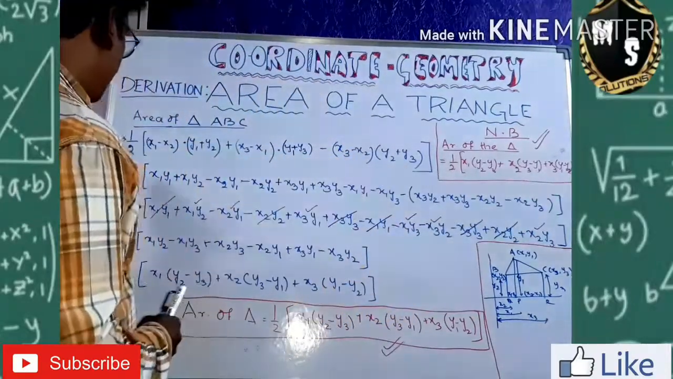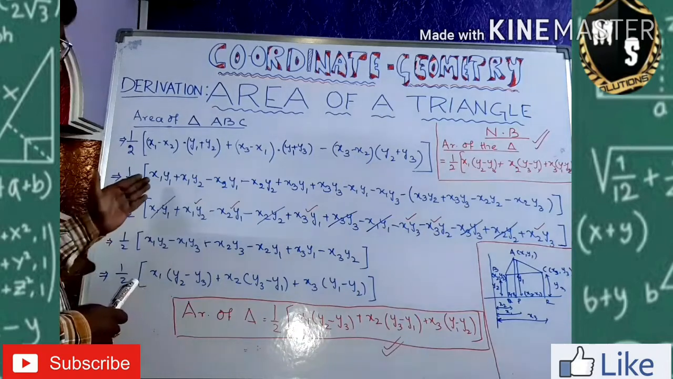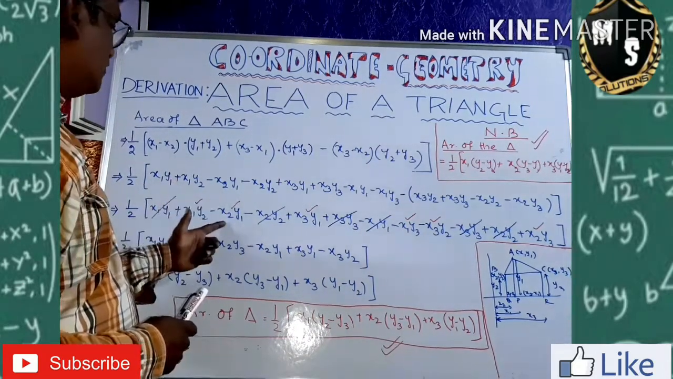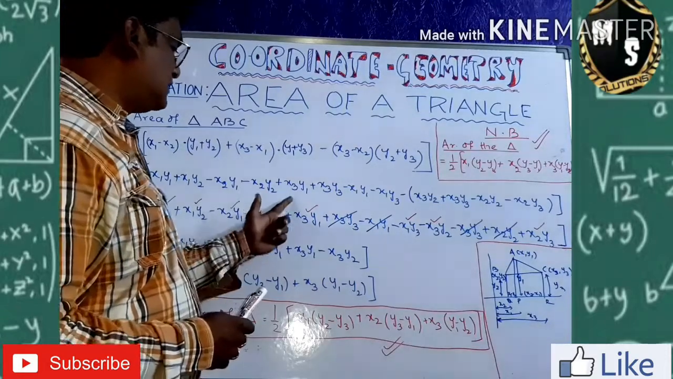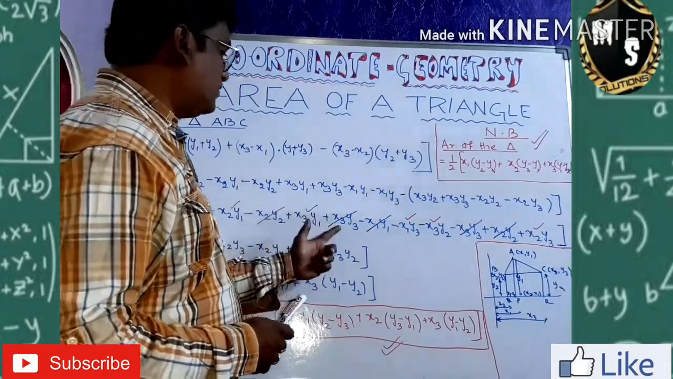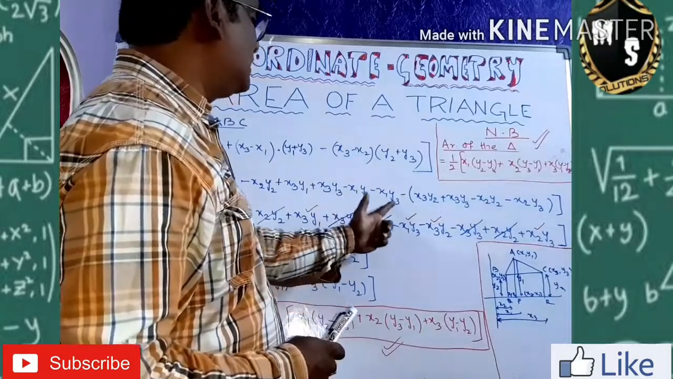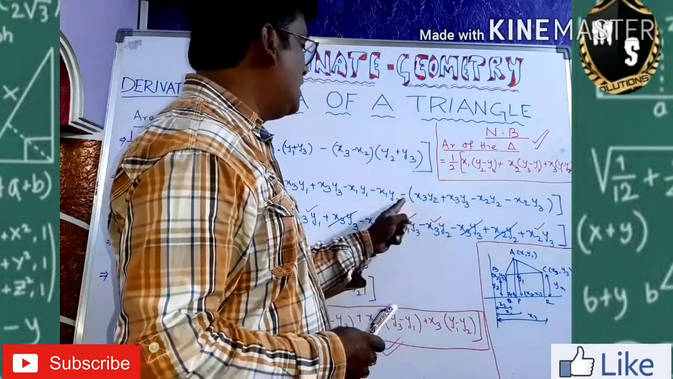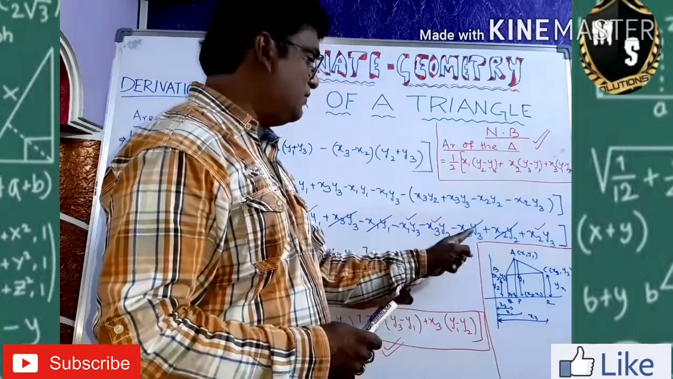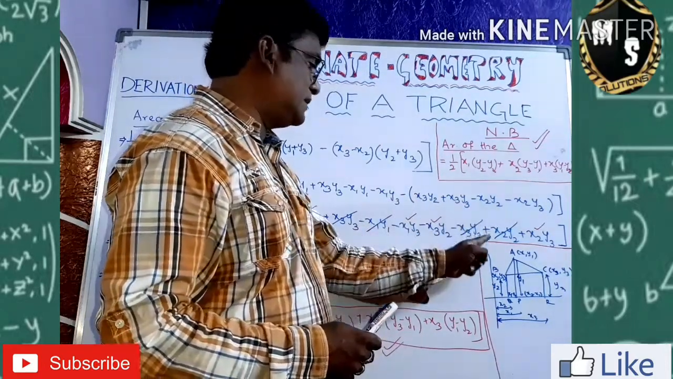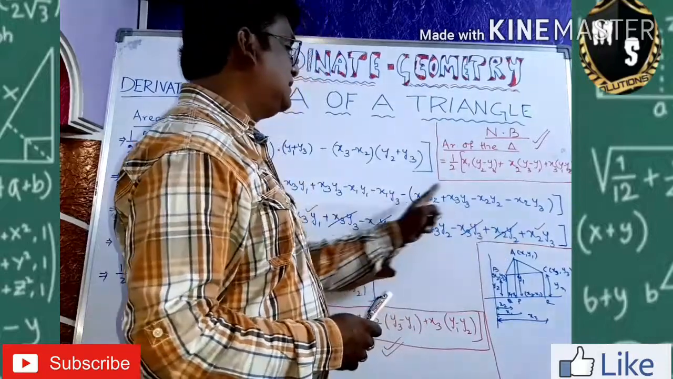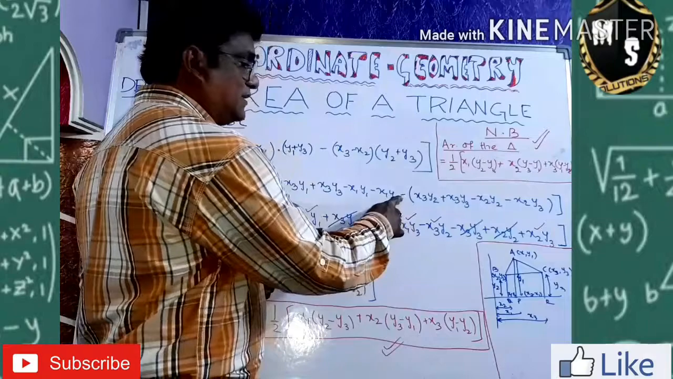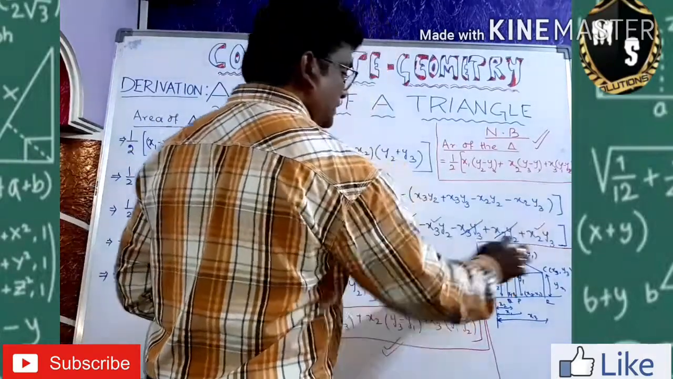Now see what I wrote: that implies half into x1 y1, x1 y2, minus x2 y1, minus x2 y2, plus x3 y1, plus x3 y3, minus x1 y1, minus x1 y3, minus into plus, minus x3 y2, minus into plus, minus x3 y3, minus into minus, plus x2 y2, minus into minus, plus x2 y3. Now we have multiplied this minus sign with all, and it is coming like this.